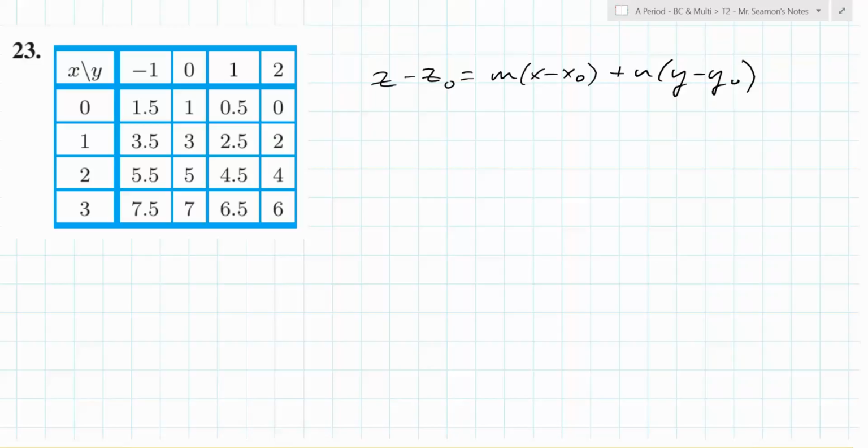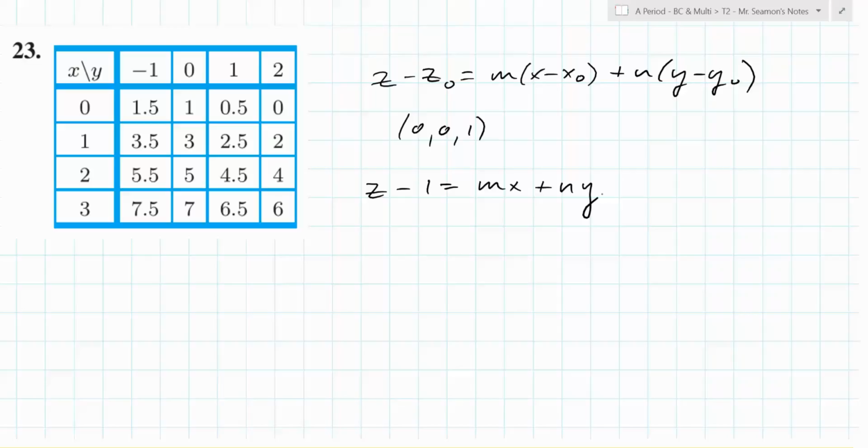How about 0, 0, 1? 0, 0, 1. That's one of the points. So we have z minus 1 is equal to m times x plus n times y. So now we just need to find m and n. Does it say verify that these are linear equations? It doesn't. So we don't have to check all the gaps. We can assume that all the gaps are the same.